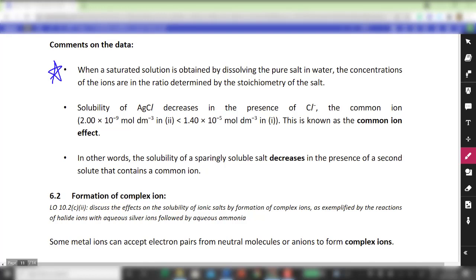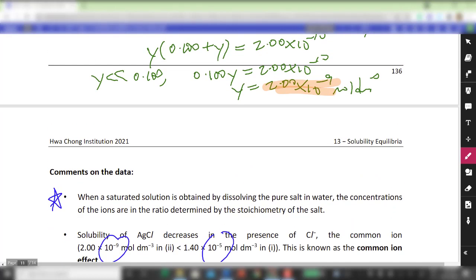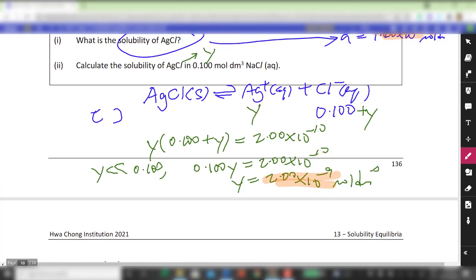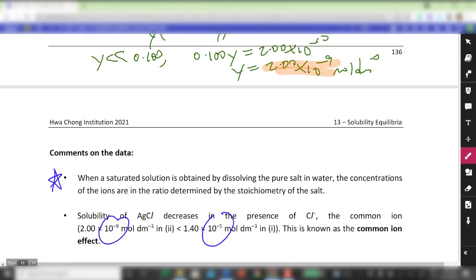Okay, and from the above, you notice that the solubility of silver chloride actually reduces from 1.40 times 10 to the power minus 5 to 2.0 times 10 to the power minus 9. So the presence of chloride as the common ion actually suppresses the dissolution of silver chloride in the solution. And from the earlier example, we also taught you how to go about performing the calculations.